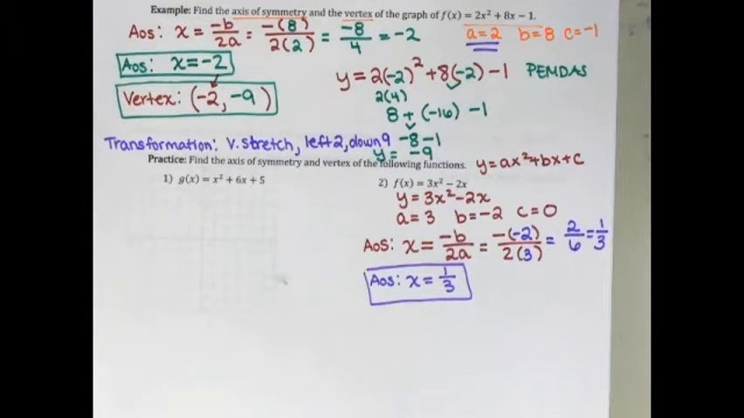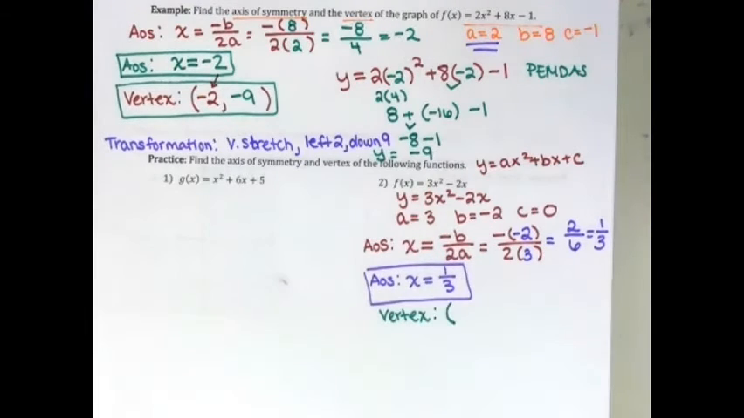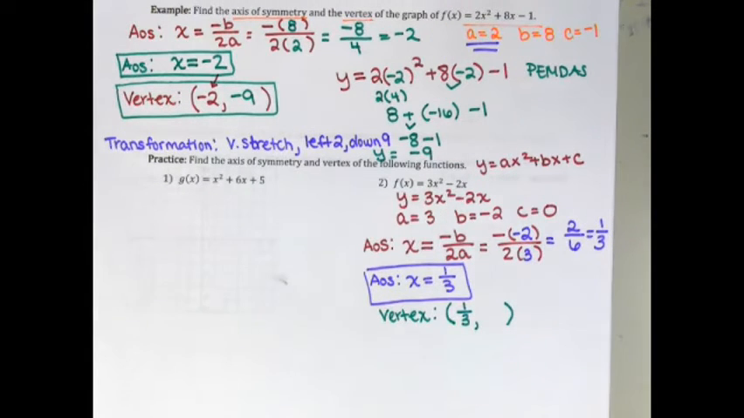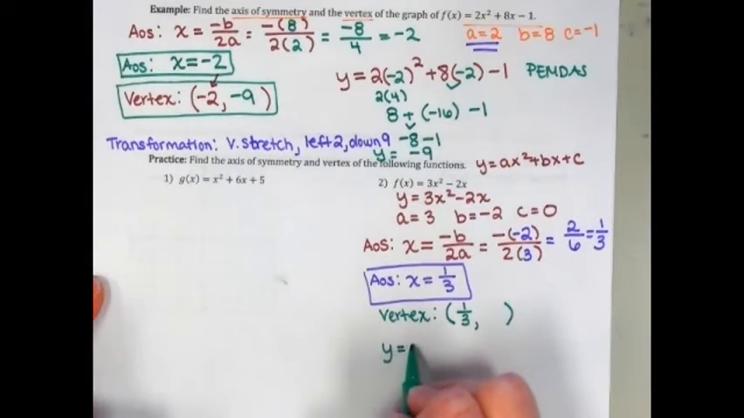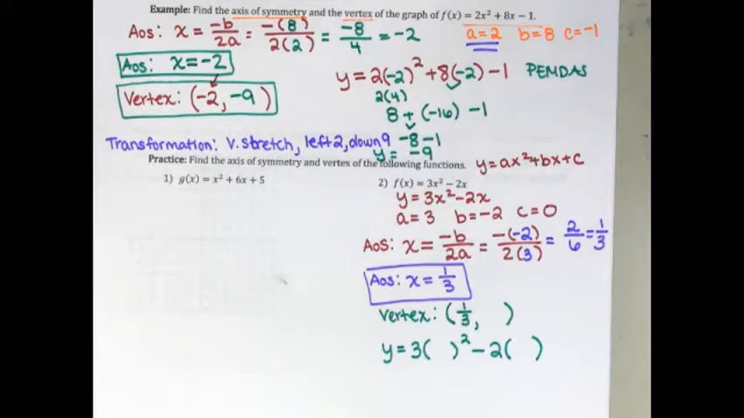So you guys know your vertex. Now we know our axis of symmetry. We know one of the coordinates of my vertex. What's the x coordinate of my vertex? 1/3. How do we find the y coordinate? Just plug it in. So y equals 3 times x squared minus 2 times x. And what is replacing my x here? 1/3, right? Now, do you guys have calculators? Yeah, you guys can use your calculators.